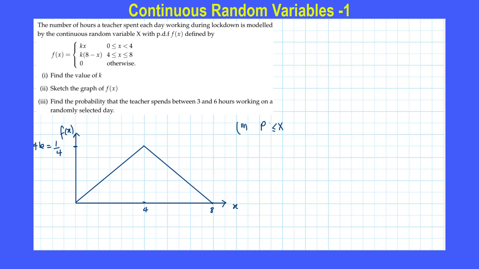For part 3, we're asked to find the probability that between 3 and 6 hours of working time is spent. Now you'll notice this was going to incorporate time from both parts of our probability density function. So we integrate between 3 and 4 for the first part of the probability density function, and between 4 and 6 for the second part.